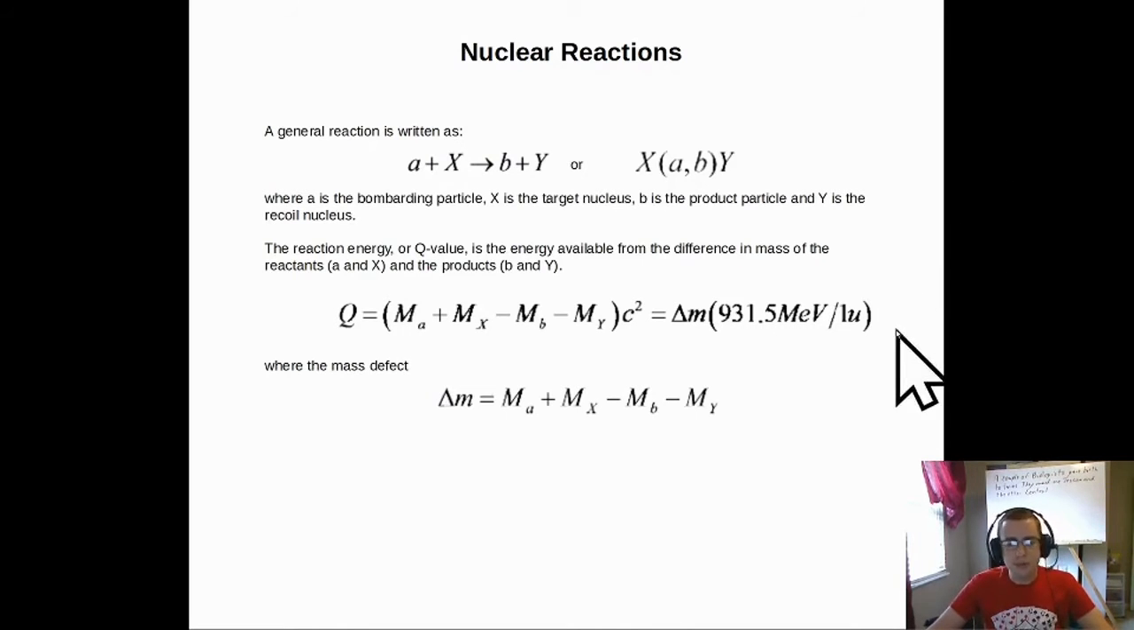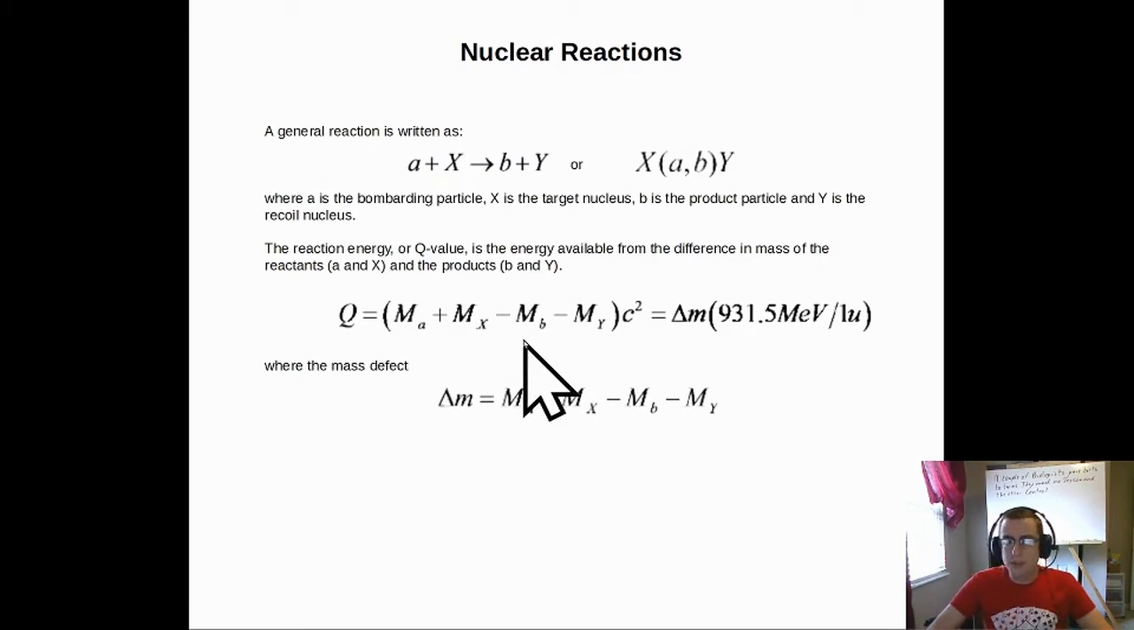And so if we want to figure out how much energy is gained, lost, whatever it happens to be in a reaction, we know that the change in energy is equal to our change in mass multiplied by c squared. And so what we've got here is the sum of our initial masses and then subtracting the final masses of the objects to figure out that energy.